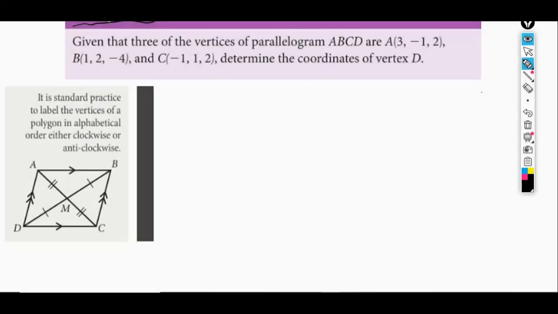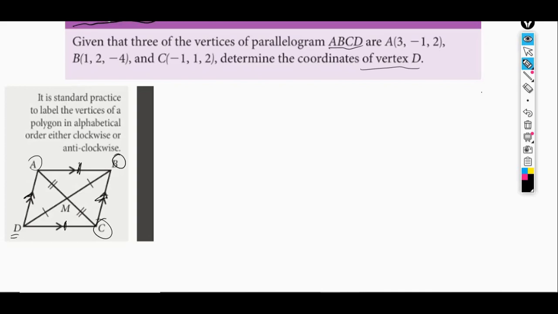And they tell us that, given 3 of the vertices of a parallelogram ABCD, and they give us the coordinates of A, B, C, they ask us to determine the coordinates of vertex D. Okay, so before we do this, we have to understand a couple of things about parallelograms. The first thing is that it's standard practice to label the vertices in alphabetical order, whether it's clockwise or anti-clockwise. So notice that here we have A, B, C, and this is D, which we have to find. Now, because it's a parallelogram, this side and this side are equal and parallel, and the same thing for this side and this side being equal and parallel.